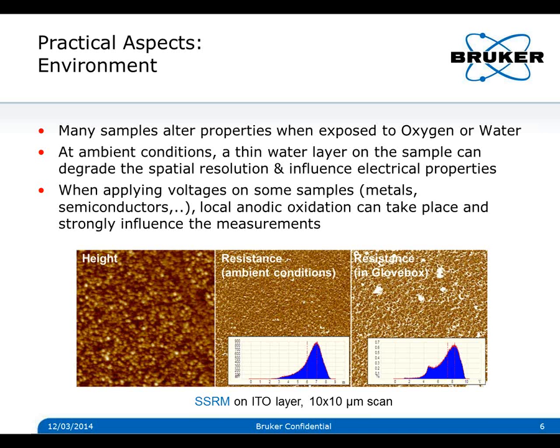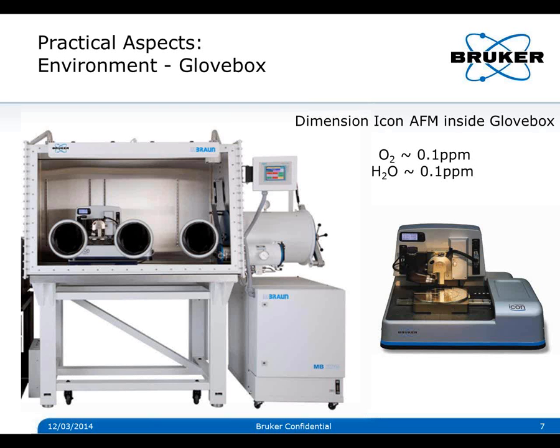A third reason to be worried about the environment could be that when water is present and we start applying voltages, which is common when we do electrical measurements, we can start to form an anodic oxidation process, which will basically grow an oxide on the sample. It's very well known from nanolithography experiments. That process could actually alter and change the electrical measurements in situ, obviously something we don't want. One solution to overcome that is to put your AFM in a controlled environment.